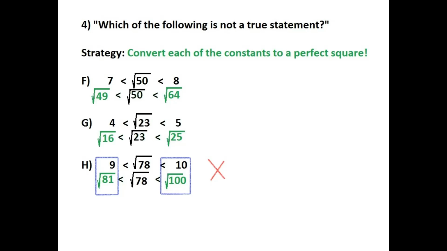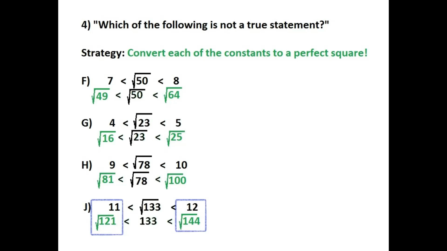Let's just check J to make sure. So we have 11 is the same as the square root of 121, which is less than the, that should say the square root of 133, which is less than the square root of 144. And this is a true statement. The answer here is H. All right, going on.